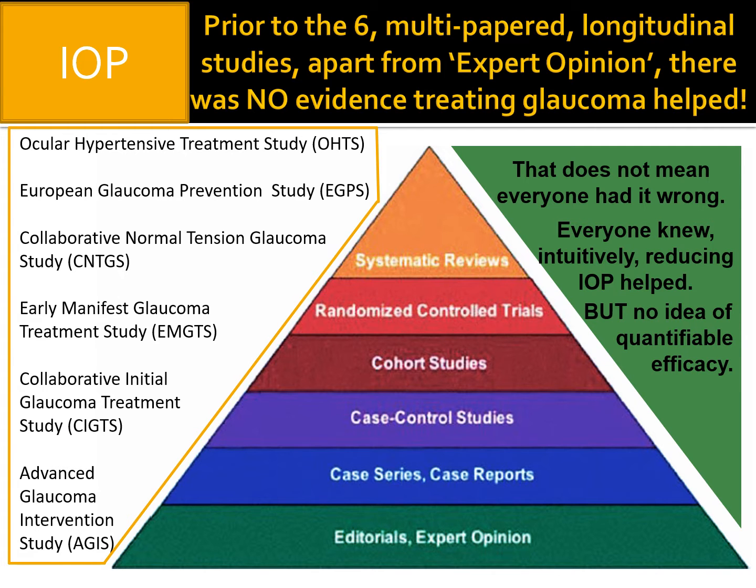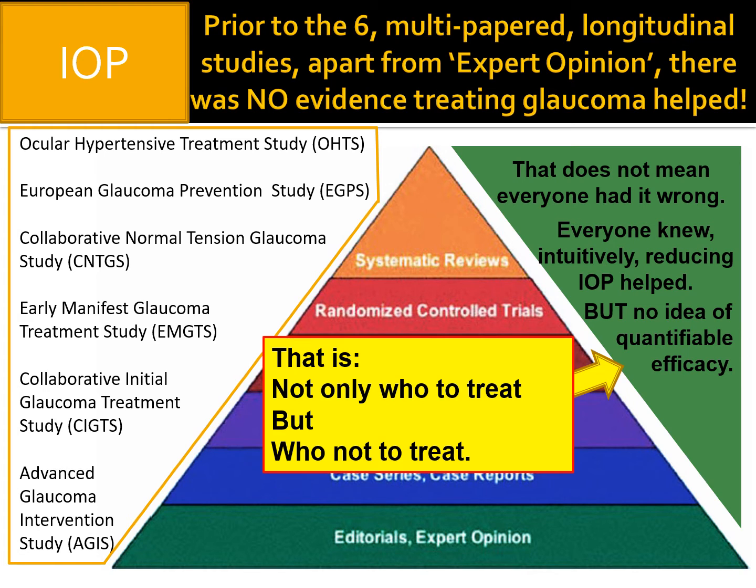So I'll introduce these 6 studies. They'll come up more in the third talk. But prior to the 6 multi-papered longitudinal studies, apart from expert opinion, there was no evidence treating glaucoma helped. So these are studies that really started in the 90s and really are ongoing. Now, obviously, that doesn't mean we had it wrong. I think most people intuitively knew that reducing IOP helped, but we couldn't quantify it, and therefore had no idea, for instance, of who to treat, how aggressively to treat, and indeed maybe who not to treat.